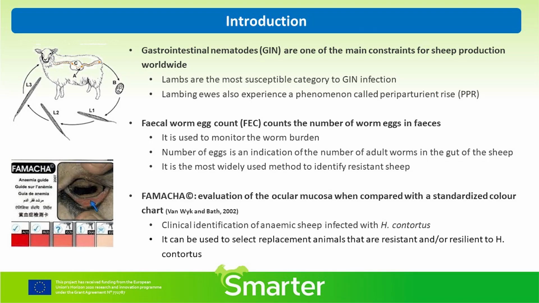Following on the presentation by Rachel today, gastrointestinal nematodes are one of the main constraints for sheep production. What we know is that lambs are the animals that are most susceptible. But there is a time in the ewe's life, around lambing, when they experience a phenomenon called periparturient rise, which from now on is going to be PPR because I cannot pronounce the long name.